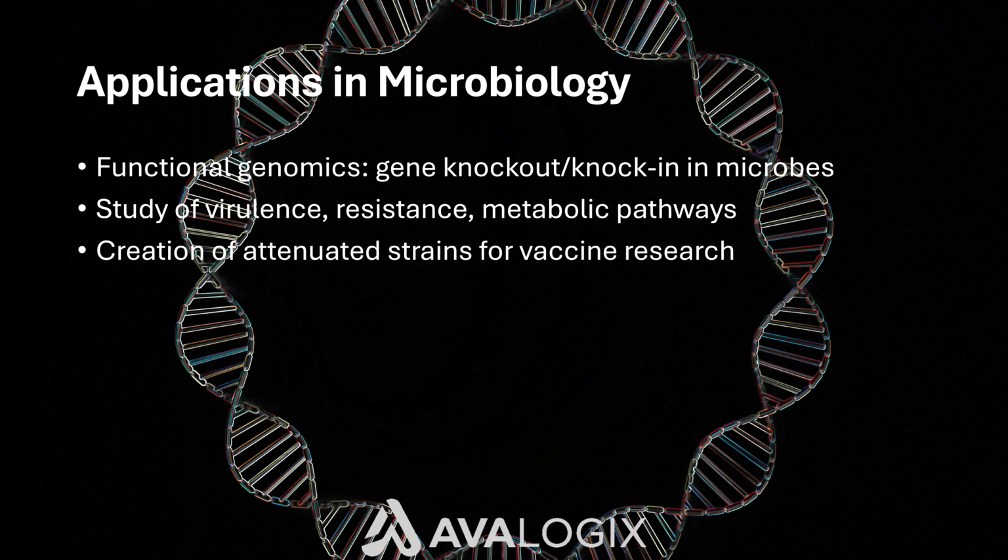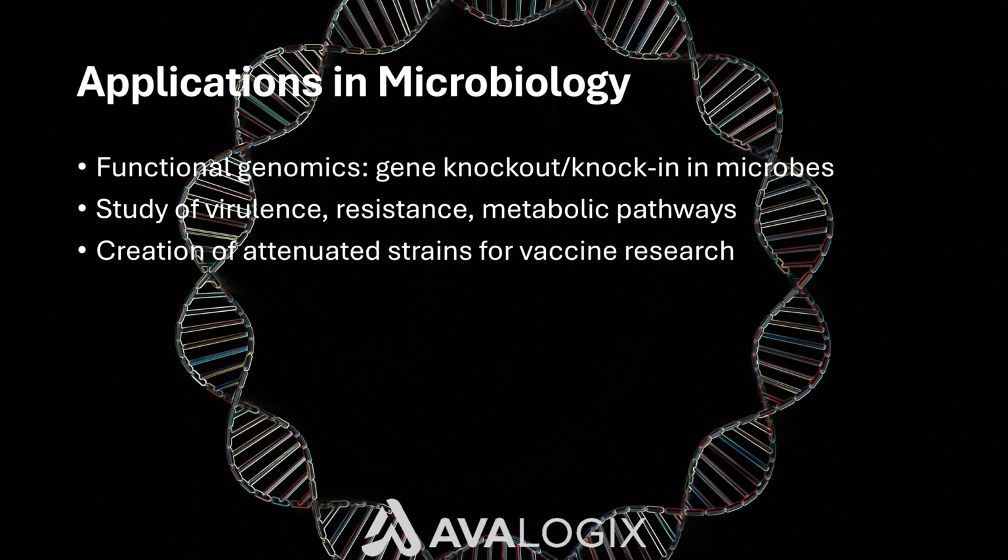CRISPR-Cas systems have opened up vast possibilities in microbiology. One of the most powerful uses is in functional genomics, knocking out or modifying specific genes in microbial genomes to study their roles. This allows us to systematically dissect pathways involved in antibiotic resistance, metabolism, and virulence. For example, by knocking out a gene suspected of mediating resistance to beta-lactam antibiotics, we can confirm its function and explore new treatment strategies.